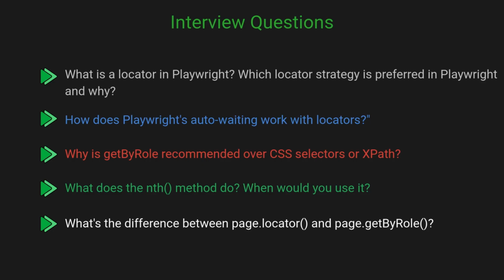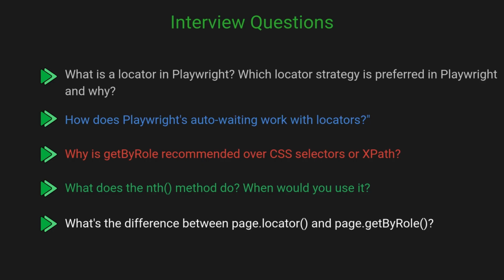When we write a statement to click on an element, Playwright does not click immediately. Before clicking, it automatically checks, is the element attached to the DOM? Is it visible? Is it stable? Is it enabled? Only when all these conditions pass, Playwright performs the click. So Playwright locators are smart. They wait for the element to be ready before interacting with it. This is auto waiting.